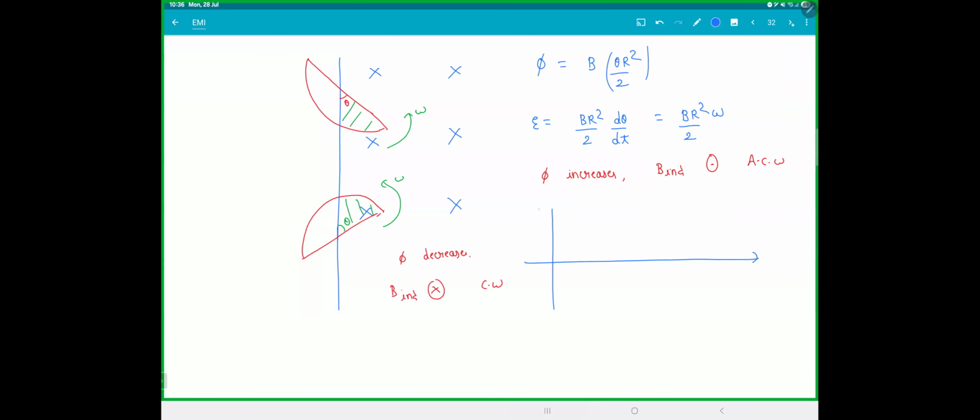So if you plot the graph of EMF versus time, initially it was anti-clockwise, positive, then negative, then positive, then negative. You get constant, but the sign keeps changing. So this happens for pi by omega, this happens at 2 pi by omega, and so on. Every pi by omega, it changes sign. Clear with this?